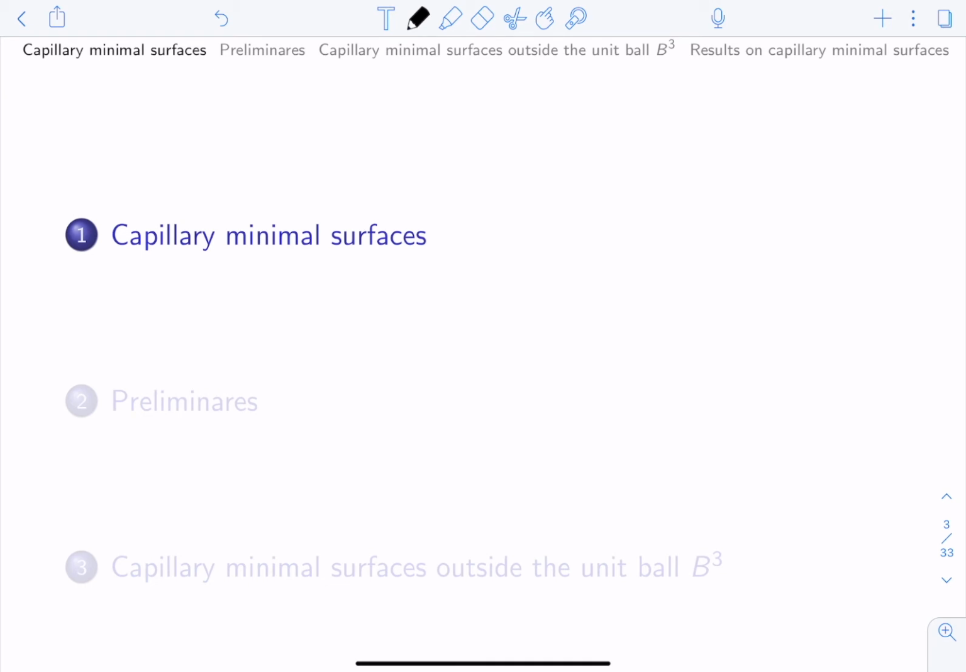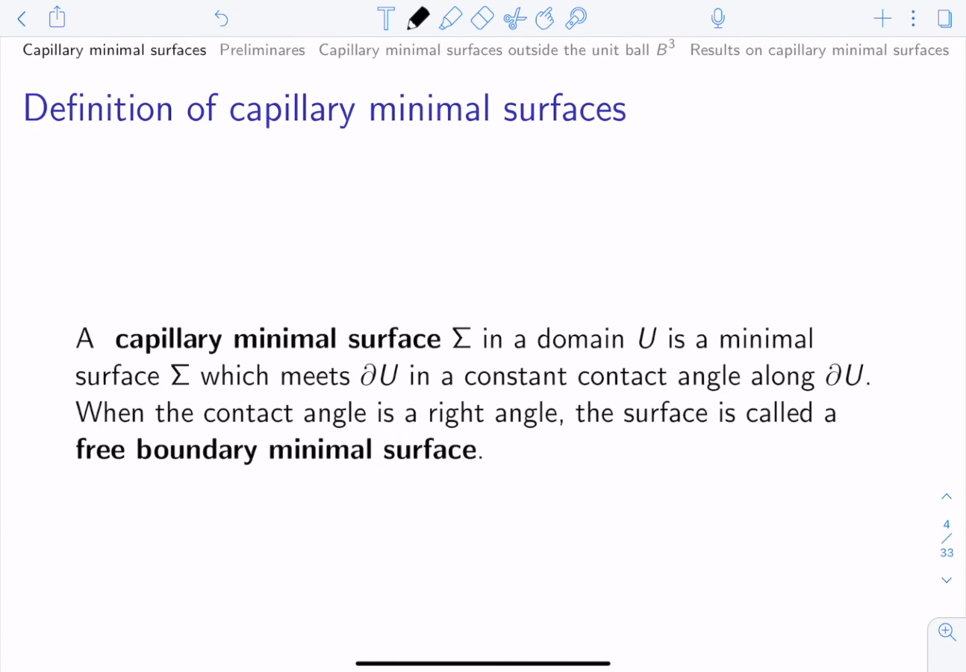So I will start with capillary minimal surfaces. A capillary minimal surface, sigma, in a domain U, is a minimal surface sigma which meets the boundary of U in a constant contact angle along the boundary of U. When the contact angle is a right angle, the surface is called a free boundary minimal surface. The most frequently studied examples of capillary minimal surfaces are obviously planes and the critical catenoid.